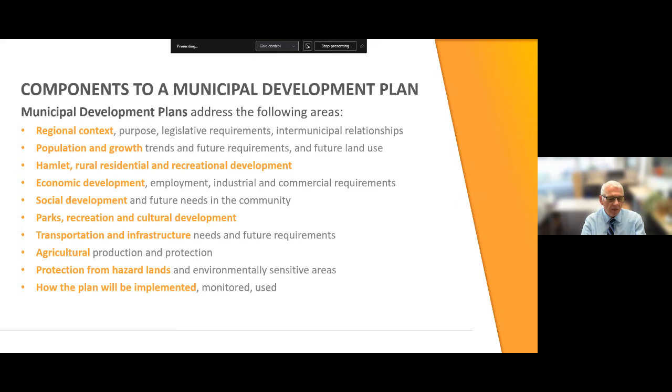And finally, the municipal development plan asks how are we going to implement it? How are you going to make sure that 20 years from now you can look back and say, yes, we had the right policies, we had the right vision in place, and we've actually been able to achieve it? And we are able to monitor it on a yearly basis to make sure that we're on the right track, and if we need to change, then we can adjust it accordingly.